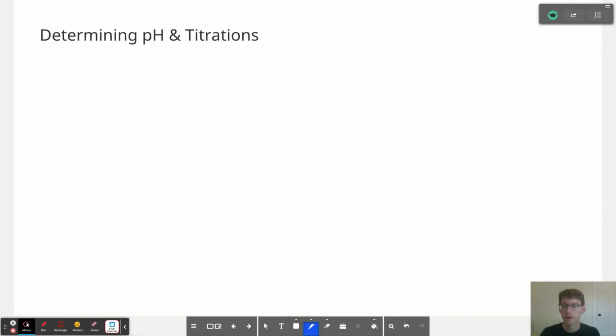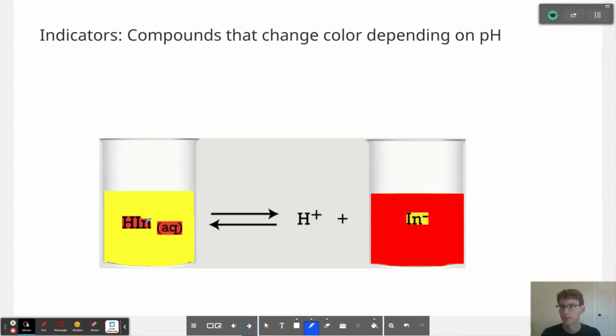In this video, we're going to learn about titrations. Before really getting into titrations, we need to understand what an indicator is.